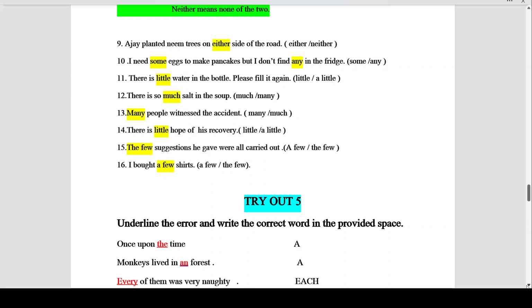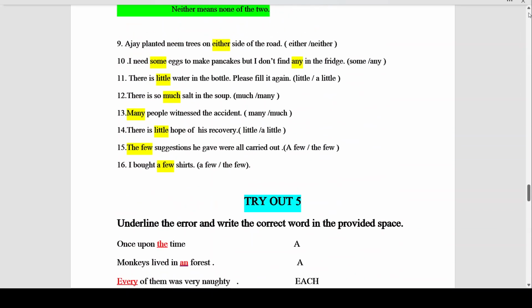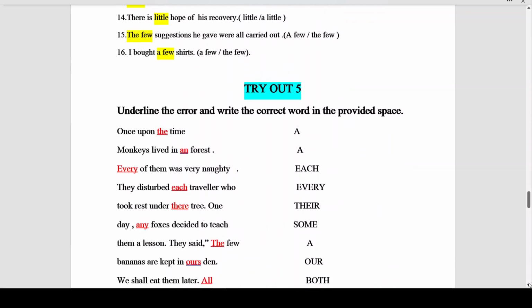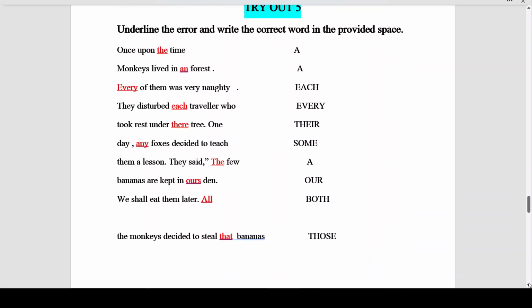Now, try out 5. Underline the error and write the correct word in the provided space. Once upon the time, no. Once upon a time. Monkeys lived in an forest? No, monkeys lived in a forest, because forest is a noun starting with a consonant. Therefore, a forest. Every of them was very naughty? No. Once upon a time, two monkeys lived in a forest. Therefore, each of them was very naughty.